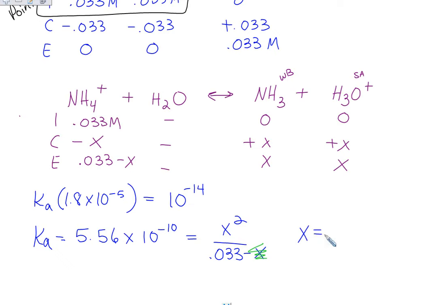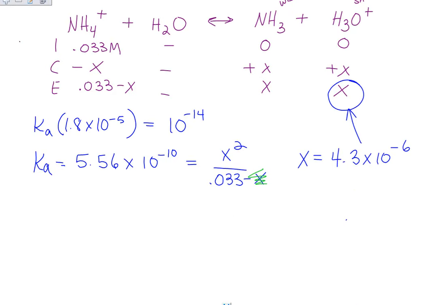X equals. What are you feeling? Like 2 sig figs maybe? 4.3 times 10 to the negative 6. And again, of these two products, we've got some ammonia, and then we've got the hydronium ion, or maybe you just wrote it as hydrogen, which would have been 100% acceptable. This is the one that I really care about. This is the one that will have a greater effect on the overall pH of the solution. So we'll calculate pH based on hydronium.